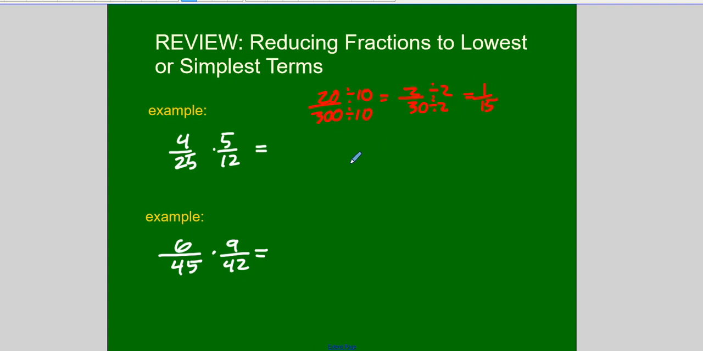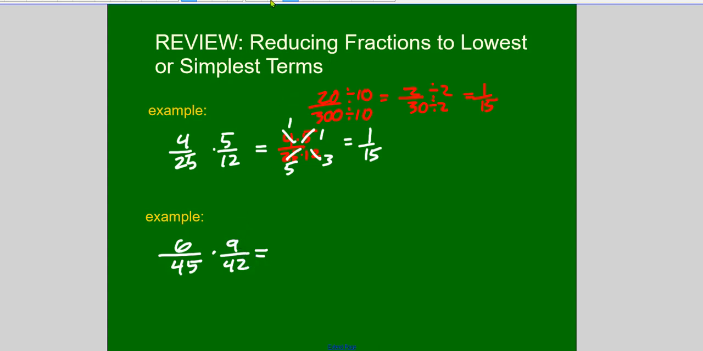Certainly you can do it that way, but I'm going to demonstrate another way. Notice this really is 4 times 5 over 25 times 12. So I could reduce 4 twelfths here. 4 goes into 4 once, 4 goes into 12 3 times, and then 5 goes into 5 once, 5 goes into 25 5 times, so I get 1/15. You can do it either way, I'm just reminding you there are a couple of ways to do this.